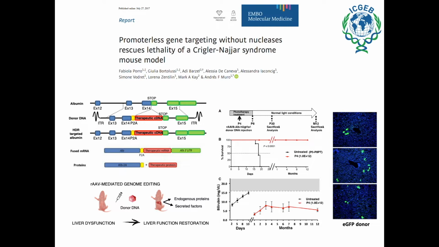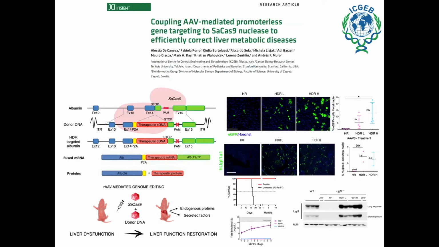However, this results in the rescue of the lethal phenotype and some of the disease features. Next, to increase recombination rate, we used the CRISPR-Cas9 platform, which fully rescued mutant mice, with bilirubin levels similar to those of wild type, with up to 20% of recombinant hepatocytes, elevated level of the therapeutic enzyme, and long-term efficacy. The efficacy of the use of CRISPR-Cas9 to correct disease has been demonstrated in a number of preclinical animal models.